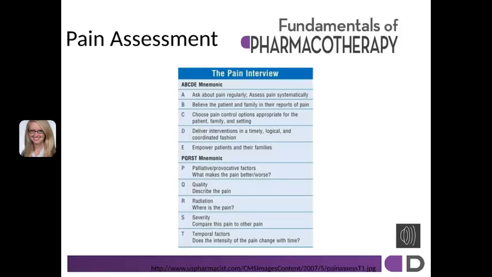The second assessment is one that I see more commonly in practice, and this is the PQRST. And this is a mnemonic that's used to help remind you of important questions to ask when assessing a patient's pain. So palliative, provocative, or precipitating, so what factors are making the pain better or worse. Quality, having the patient describe the pain, whether it's dull, achy, sharp, stabbing, shooting. Radiation, where is the pain located and is it spreading anywhere? Severity, having the patient rate the pain or compare it to other kinds of pain. And then temporal factors, does the pain change over time, either throughout the day or longer periods of time, like does the pain change over weeks of time?